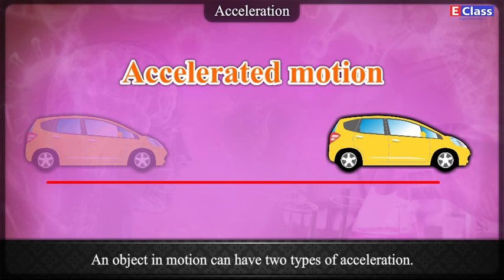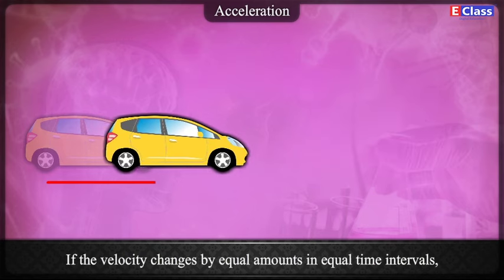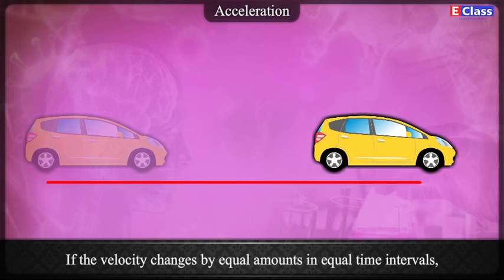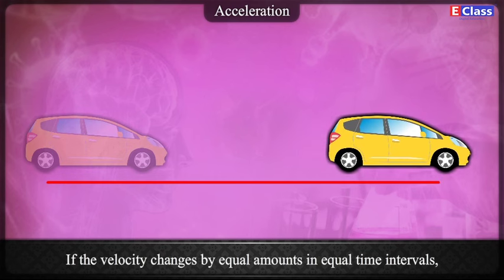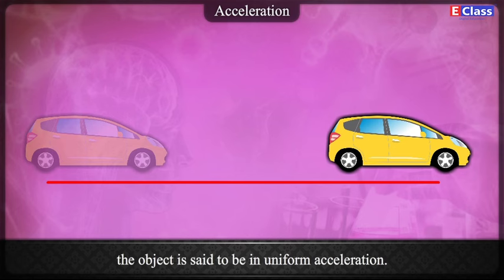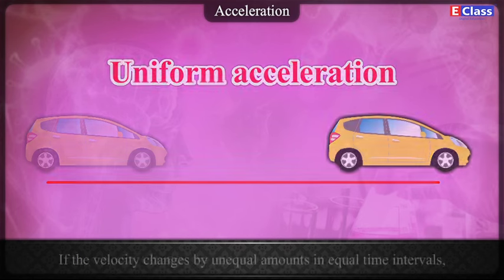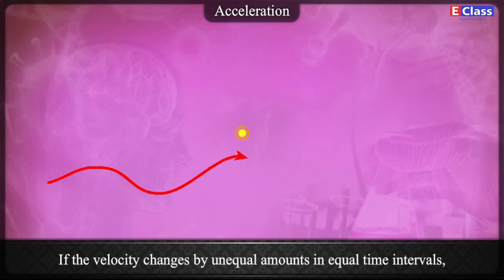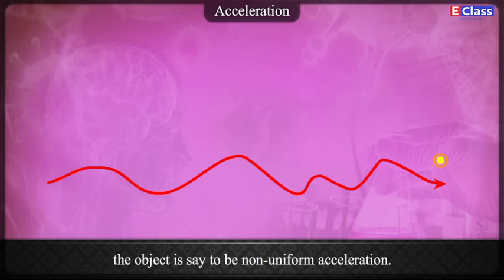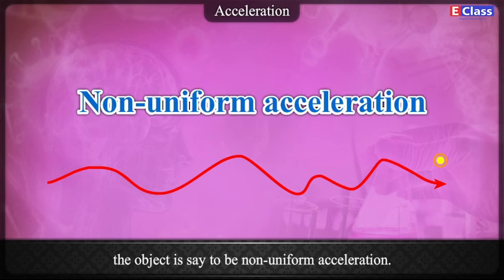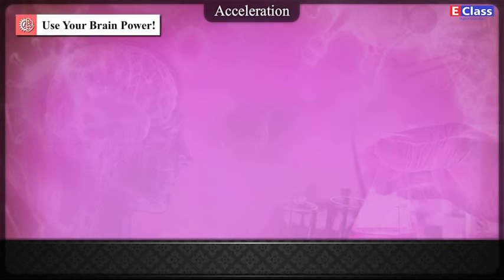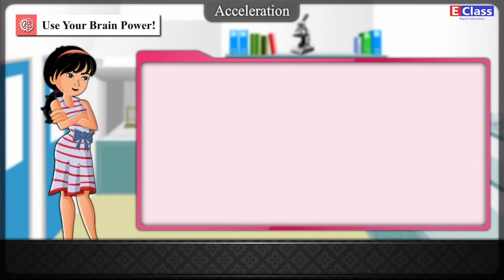An object in motion can have two types of acceleration. 1. If the velocity changes by equal amounts in equal time intervals, the object is said to be in uniform acceleration. 2. If the velocity changes by unequal amounts in equal time intervals, the object is said to be in non-uniform acceleration. Use your brain power.